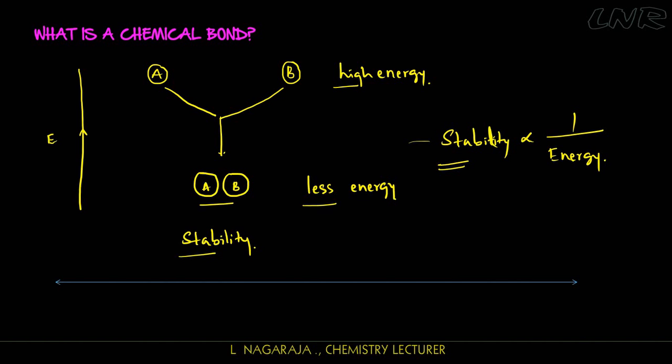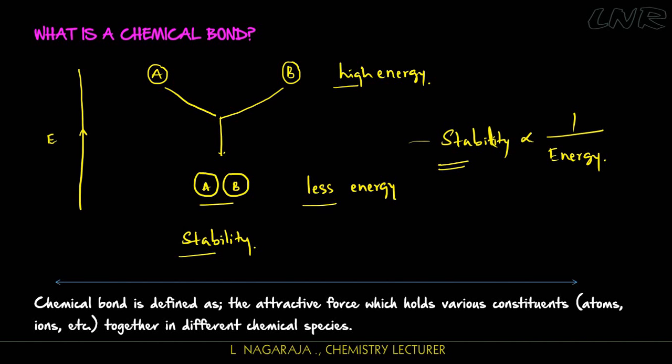Between the atoms there is a certain force of attraction, right? The two atoms are held by a certain force of attraction. That force of attraction is called a chemical bond. A chemical bond is defined as the attractive force which holds the various constituents, which are either atoms or ions, together. That force of attraction is called a chemical bond, right?